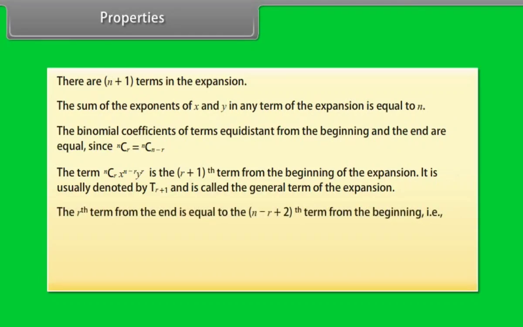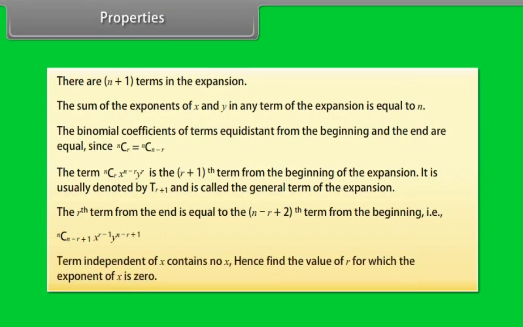The rth term from the end is equal to the (n-r+2)th term from the beginning, that is, nC(n-r+1) times x^(r-1) times y^(n-r+1). The term independent of x contains no x, hence find the value of r for which the exponent of x is 0.